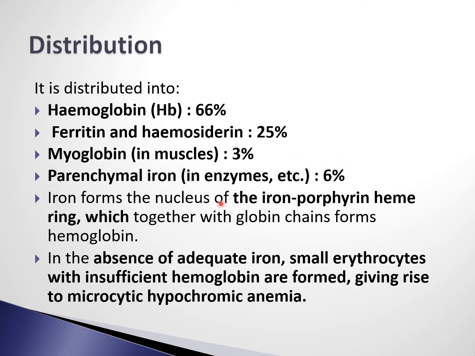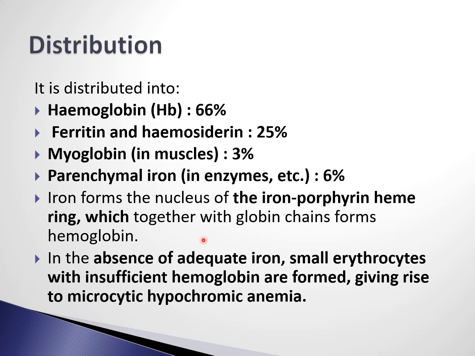Okay. Now hemoglobin has a heme structure and there is a globin chain. In this heme structure, there is an iron porphyrin heme ring, and iron forms the nucleus of this iron porphyrin heme ring, which combines with globin chains and forms hemoglobin. So iron is very important for the synthesis of hemoglobin. It is the nucleus of this heme ring.